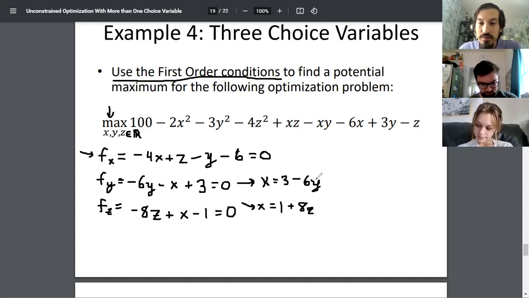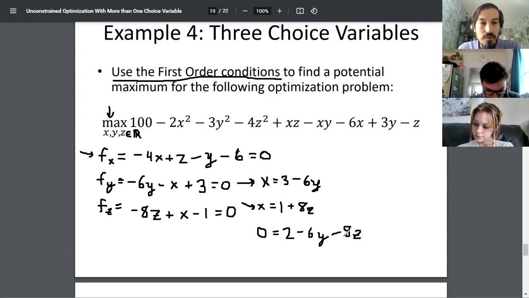What do we get when we set these two things equal to each other? Let's subtract this equation from this equation. We get 0 equals 2 minus 6y minus 8z. I don't know if that was the best way to do it, but it's fair to do. And if we want to solve for y in terms of z, what do we get? Move the 6y over here and divide by 6. We get y equals 2 minus 8z over 6. I'm sorry, my handwriting is getting worse.